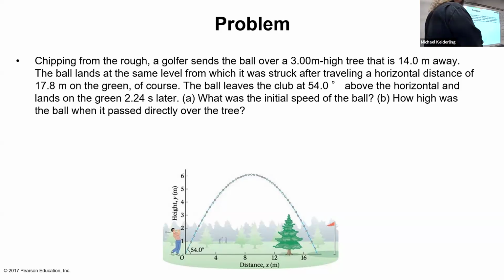So we know how long it took to get to the green and how far it was. So we know how fast it was moving horizontally. We know what angle it launched at. Knowing that, we can figure out its initial conditions. And then we can also use that to figure out when it was above the tree and how high it was when it passed over the tree.